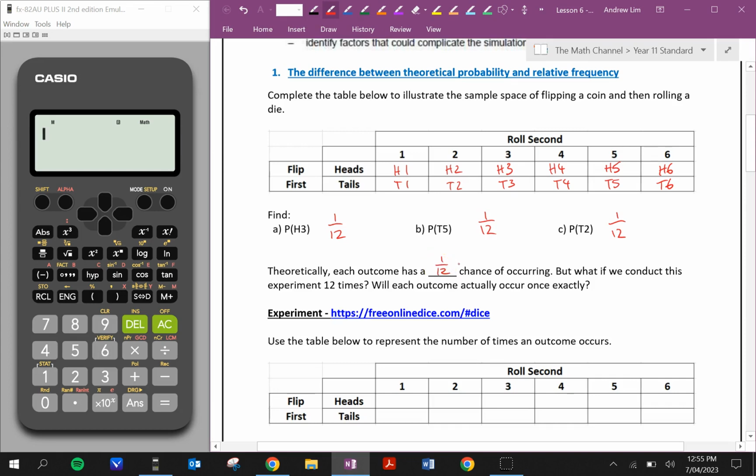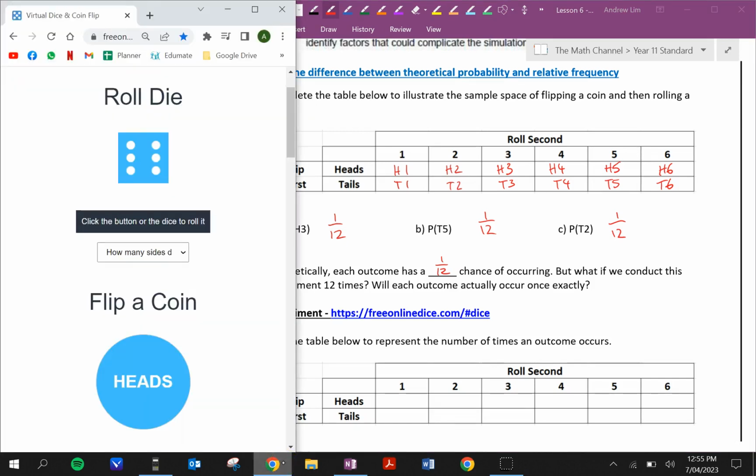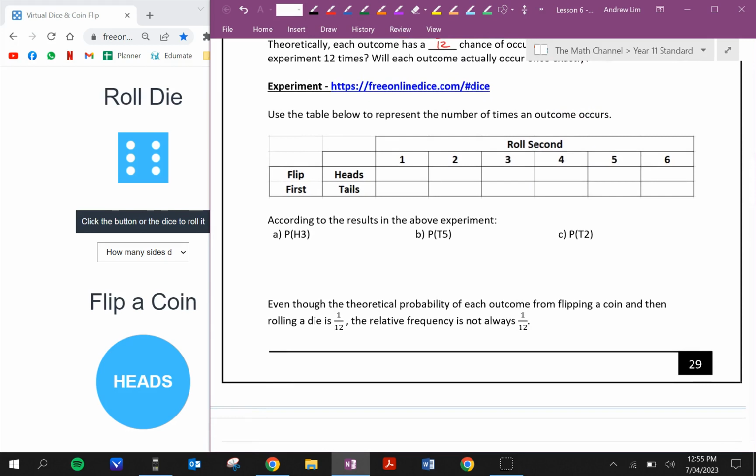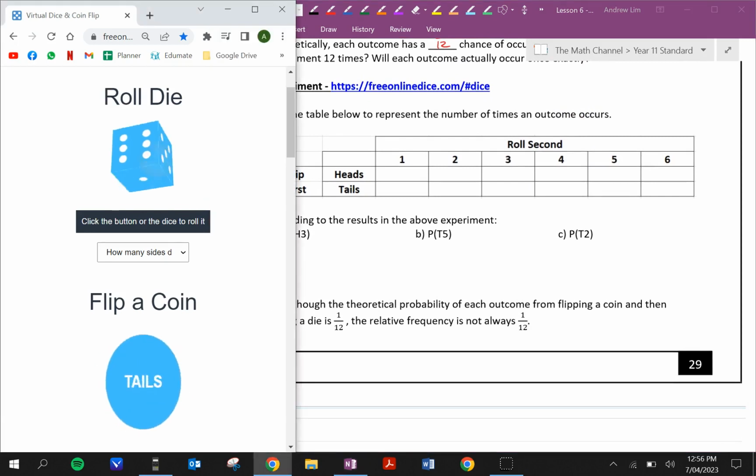But what if we conduct this experiment 12 times? What if we were to flip a coin and roll a die? What would actually happen? So I've got a little experiment for us. So here we go. We are going to flip a coin and roll a die 12 times. And I'm going to record how many times each of these outcomes actually does occur. So I'm just going to scroll up here. All right, so let's flip a coin and roll a die.